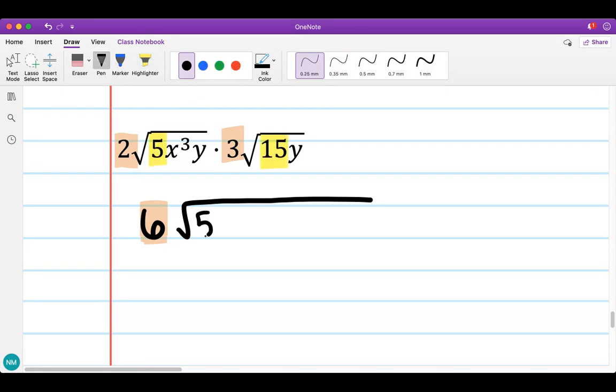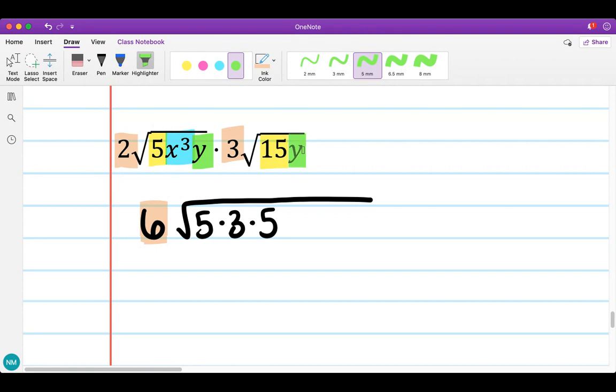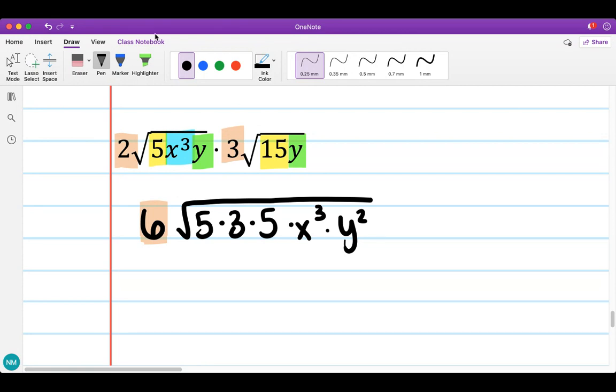So I'm going to write 5, and I'm going to break down 15 right off the bat, 3 and 5. Then I have x cubed, which just is x cubed. There's no y. And then y and y, which is y squared. So I have x cubed and y squared. So here's your y, here's your x cubed, and then here are my numbers. Again, I'm just writing it all together.